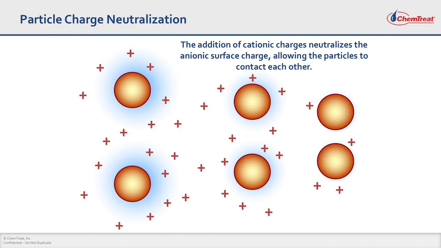They continue to stay suspended because there's nothing to bring them together. What we do with coagulants is we help neutralize those charges. And this slide shows how, when you add a coagulant, it works around that negative charge around the particle. So the first set of spheres or particles here will show the blue haze, which is the anionic charge. And then the addition of a coagulant is represented by these little pluses all around.